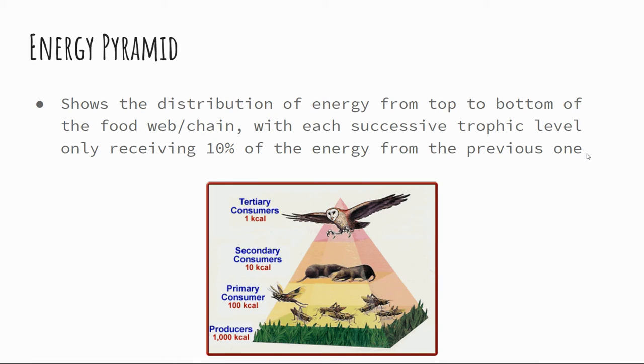The energy pyramid shows the distribution of energy from the top to the bottom of the food web or chain, with each successive trophic level only receiving 10% of the energy. You'll notice that the producer, or the base of the pyramid, is a lot wider than the tertiary consumers. That is because of the amount of energy that is lost from down here all the way up to the top. So it's not a direct relationship. There are going to be fewer tertiary consumers than there are primary consumers or even producers because of the amount of energy that is available.